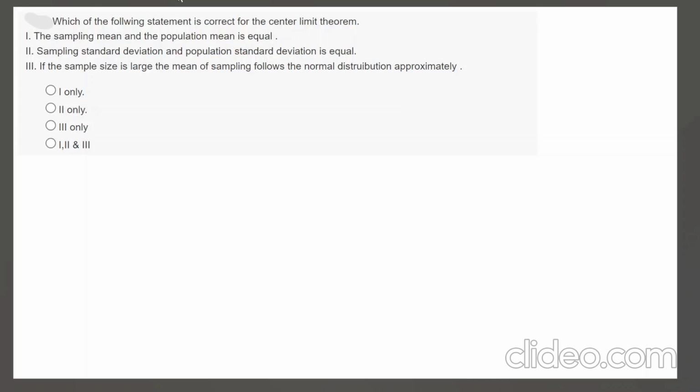So this is the example problem. They have asked which of the following statements is correct for the central limit theorem. The first: the sampling mean and the population mean are equal. Yes, it's correct. The second option: sampling standard deviation and population standard deviation are equal. It's not correct. Third: if the sample size is large, the mean of the sampling follows the normal distribution approximation. Yes. So we can tell 1 and 3 are correct, because if the sample size is large, the mean of the sampling follows the normal distribution.